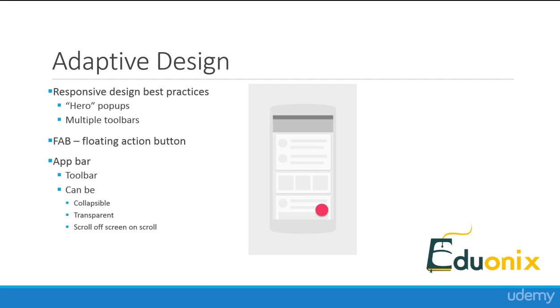Some characteristics of the app bar are that it can be collapsible from an enlarged size of 2 to 3 times the collapsed size upon user scrolling. It can also be transparent in order to overlay the text and actions of the app bar upon an image. And it can be scrolled off and on the screen when scrolling down or back to the top respectively.